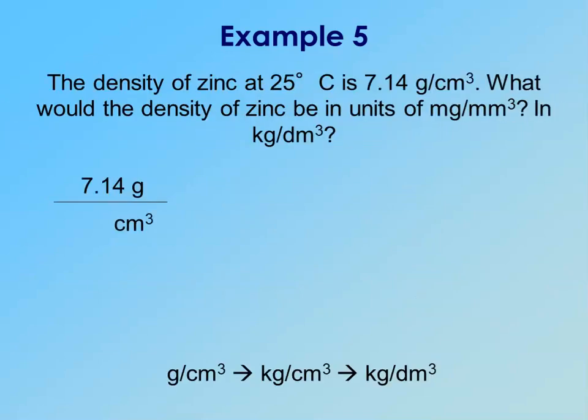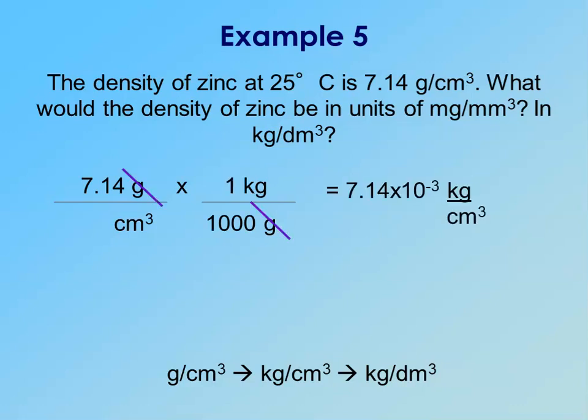I can use the grams to get to kilograms, and then the centimeters cubed to get to decimeters cubed. There are 1,000 grams for every 1 kilogram. Again, only the 7.14 has sig figs, so when I divide it, I would get 0.00714, or 7.14 times 10 to the negative third, kilograms per centimeters cubed.